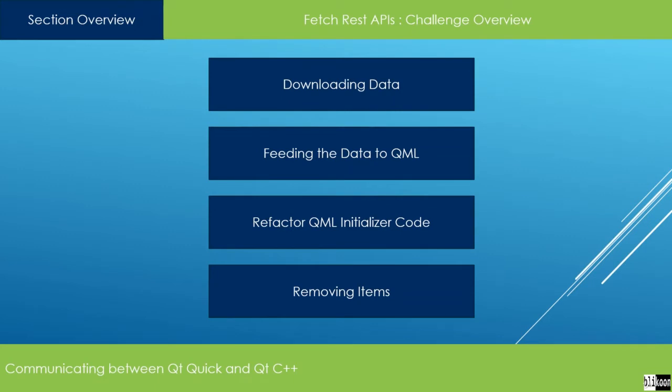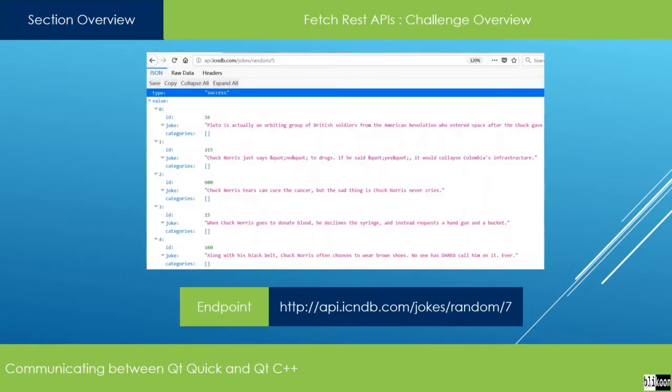We're going to start by using the QNetworkAccessManager API to download HTTP data from the internet. We're going to parse that data as JSON and figure out a way to feed the data to QML. We are going to refactor our C++ code to make it work better. You're going to see the reason why, and we're going to show you how to remove items dynamically from your data in C++. The API endpoint we are going to use is shown here.